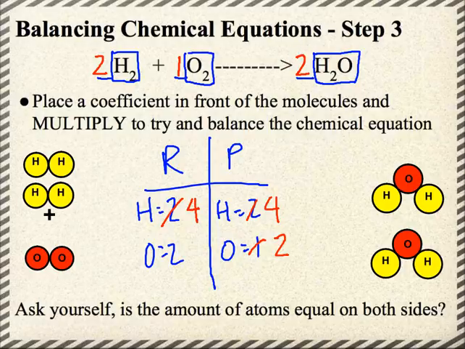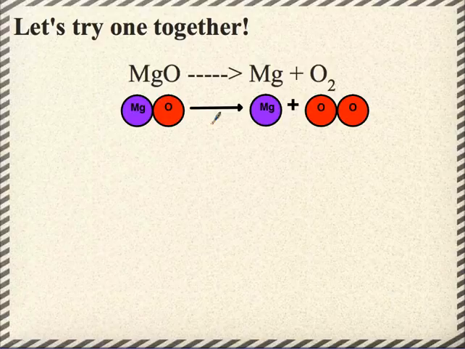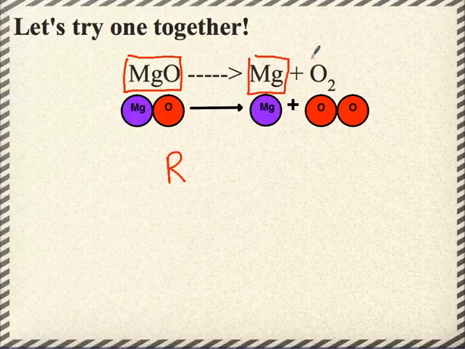Okay? All right, let's do another one. All right, let's do some more. All right, here's the reaction. Magnesium oxide will break down into its two atom parts, magnesium and oxygen. Okay, so the first thing you're going to do, just like last time, is we're going to put a box on it, each one.